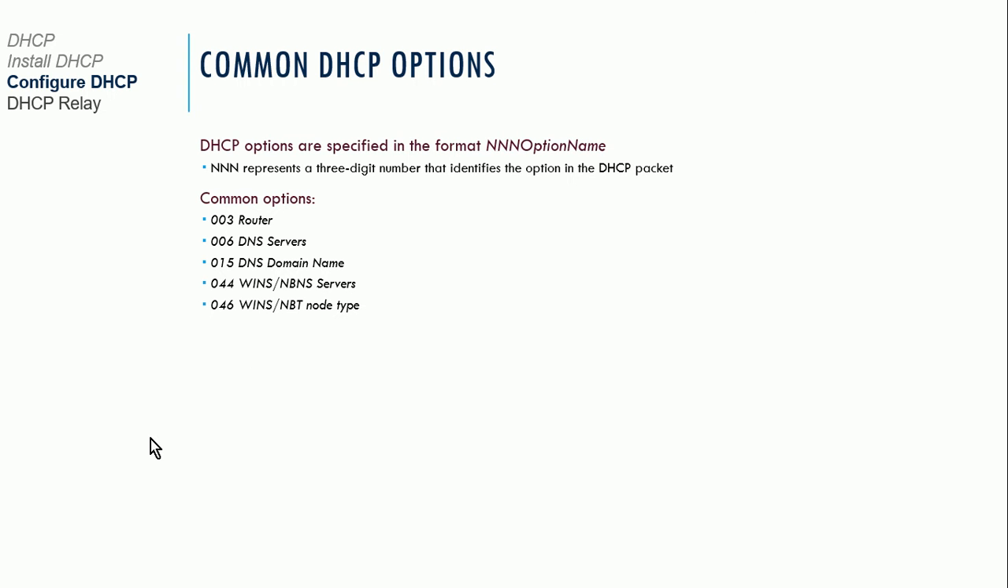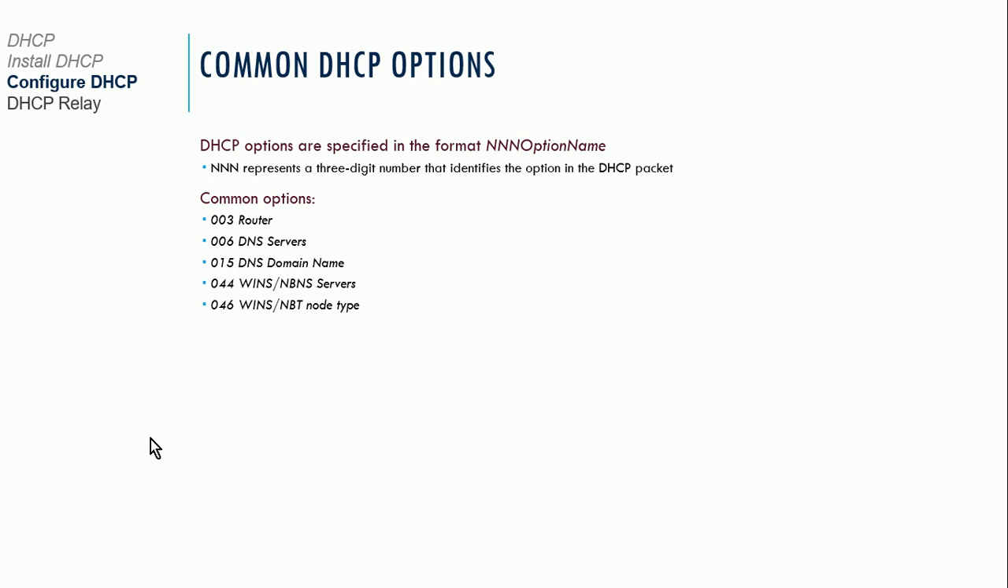Some of the common options that you'll find at each of these different levels: NNN represents a 3-digit number that you're going to see. Basically, option 003 is a router, 006 are DNS servers and DNS domain, and then 044 and 046 are for WINS. If you're running WINS, you can set these parameters in your DHCP server. When somebody requests an address, DHCP, in addition to providing them with an IP address, can also provide them with the DNS information, the WINS information, and NetBIOS information.